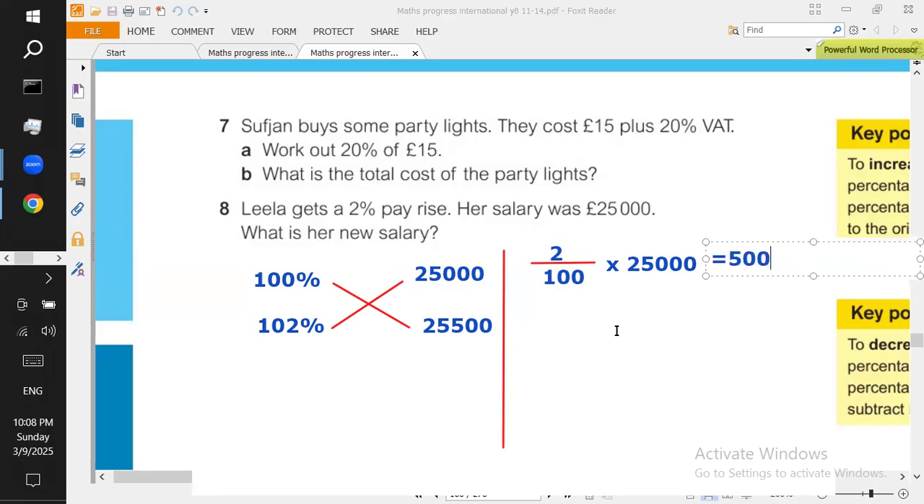Okay, if you want to make sure, it's 500. Now, the 500 is what? The 500 is the increase. Now I'm going to take it and add it to the salary. So I'm going to say 25,000 plus 500 will equal 25,500. And this is the new salary that she gets. And these are the methods that you can use to solve this problem. Now let's move on to the next question.